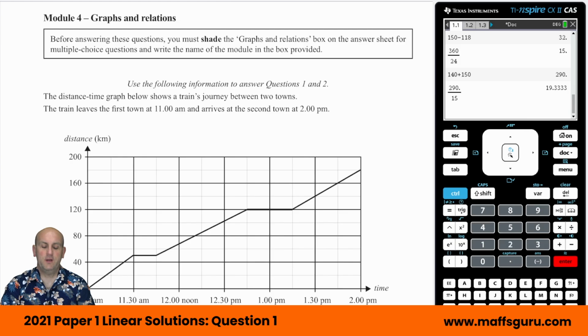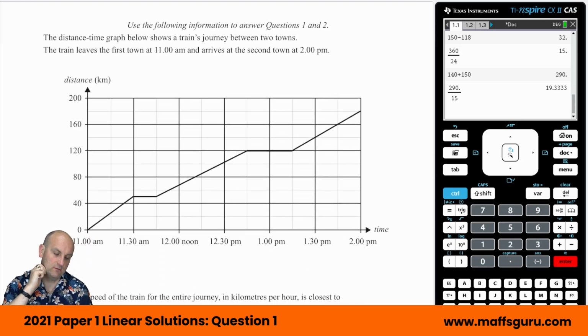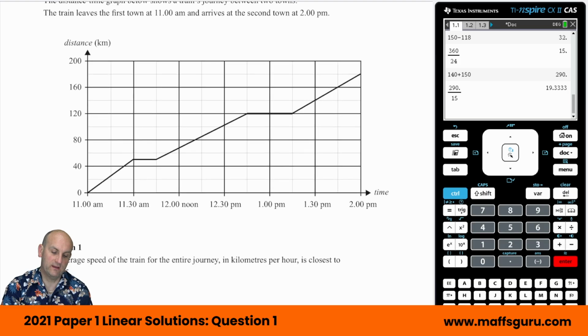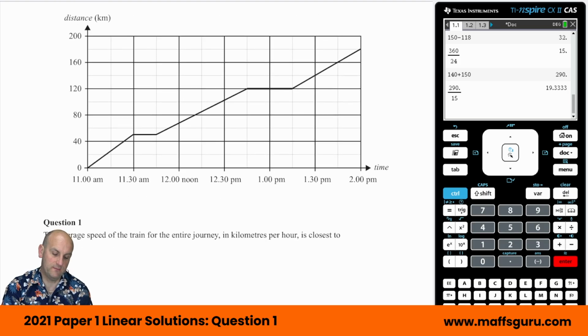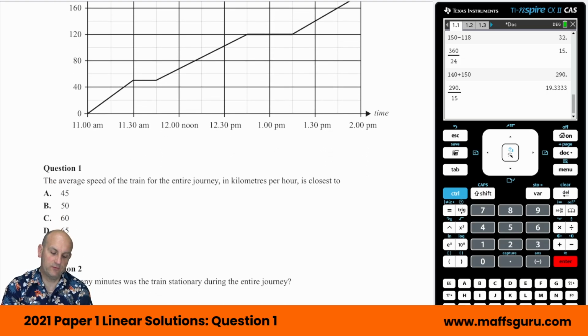Okay, Module 4, Graphs and Relations. Let's go. Use the following information for questions 1 and 2. The distance time graph shows a man's train journey between two towns. The train leaves the first town at 11 a.m. and arrives at the second town at 2 p.m. The average speed of the train for the entire journey.